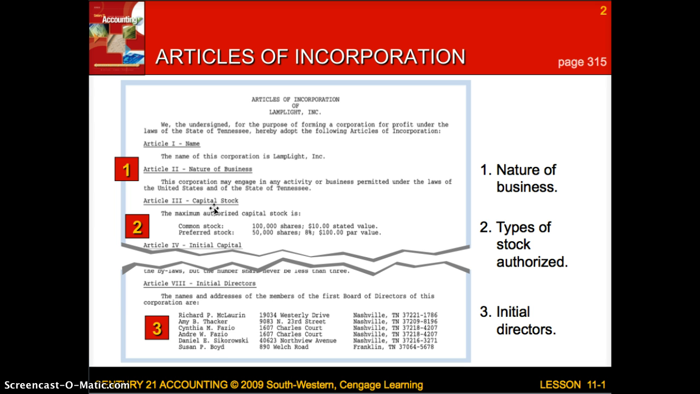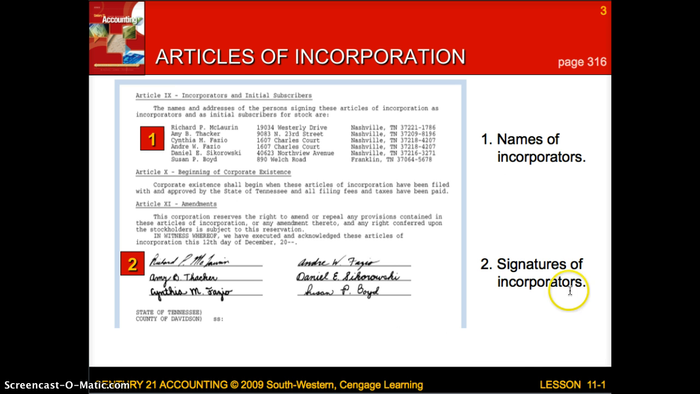The second part is the types of stock you have authorized. This company is offering common stock, 100 shares at $10 stated value, and preferred stock, 50,000 at 8%, which is $100 par value. The third part is your board of directors. These are their names and their addresses, and then the fourth part will give you the signature of all your incorporators, or all of the people that are your board of directors.